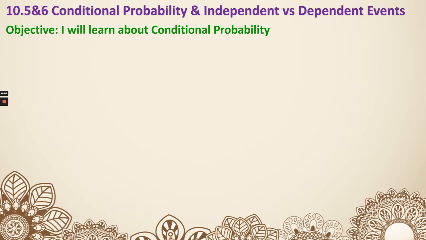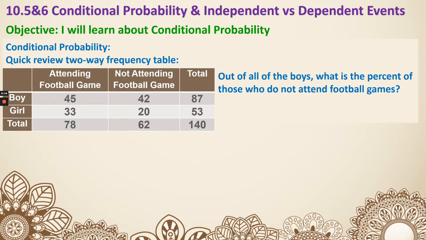Hi students, this is Mr. Yao. Today we're going to talk about 10.5 and 6, where we will learn more about conditional probability and explore a bit more about independent and dependent events. First, let's do a quick review about two-way frequency table.